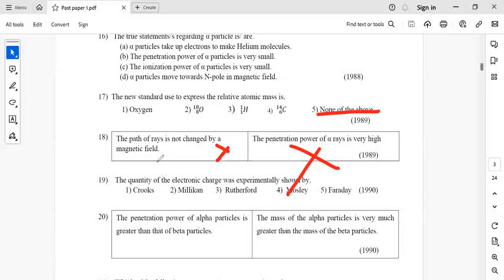18, answer is 5. 19, electronic charge, Robert Millikan's famous oil drop test. That was minus 1.60 times 10 to the power minus 19 coulomb. 20, the penetration power of alpha particles is greater than that of beta particles.